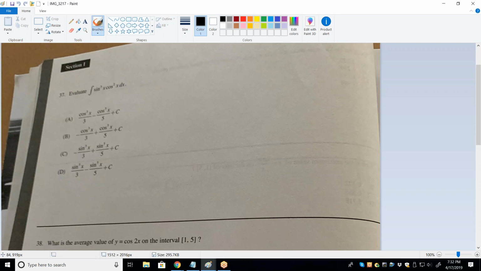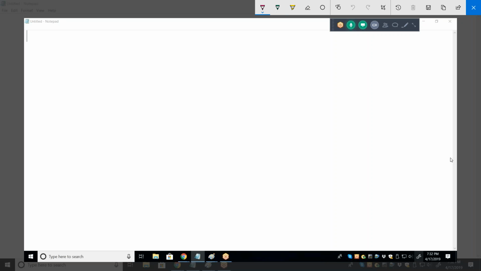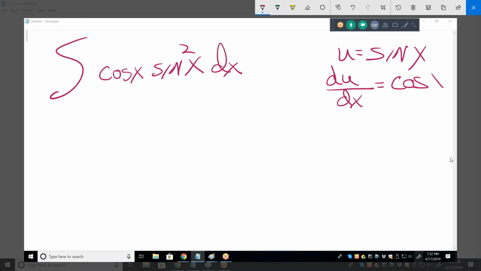So let's talk about integrals of trig functions. I'll try to do this quickly and without getting into too complex of a level. Can you integrate that? Think U-substitution. Would we set U as sine squared x? No. U is sine x. What's du dx? Cosine x. Aha. You see the pattern?